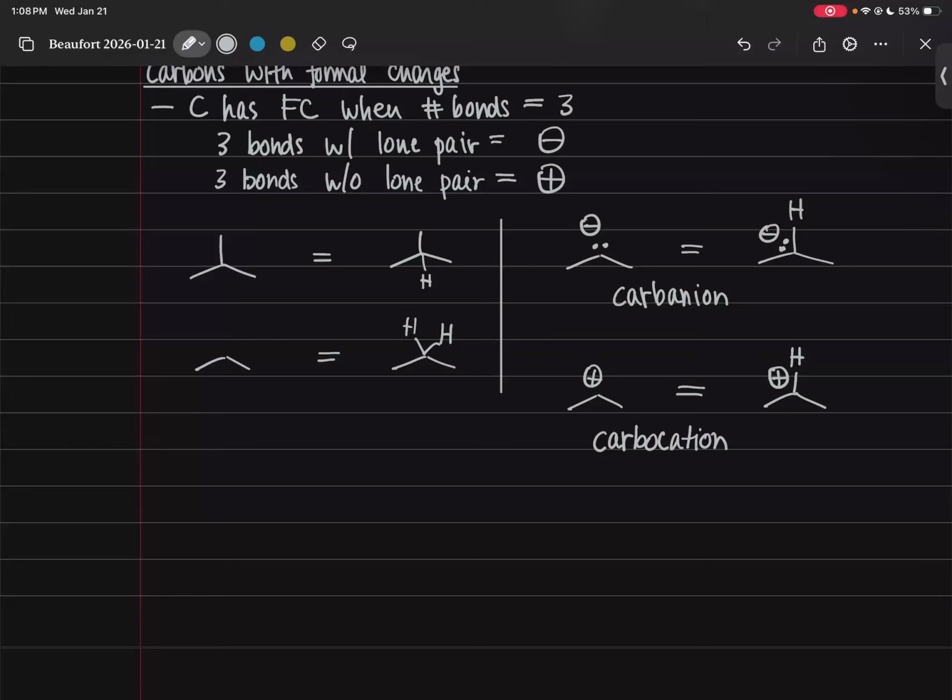Okay, if this seems a little weird, that's okay. We're going to get to this more when we start talking about some more reactions. And so you can kind of file this away at least for a little bit. But it's important to be able to see the absence or presence of those hydrogens when you've got charges on a carbon atom.